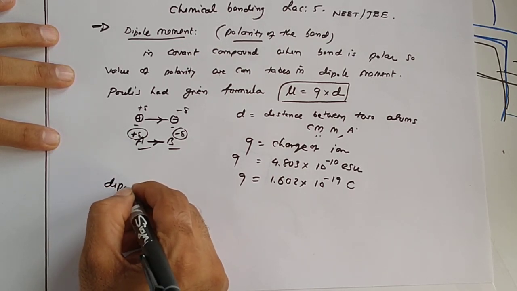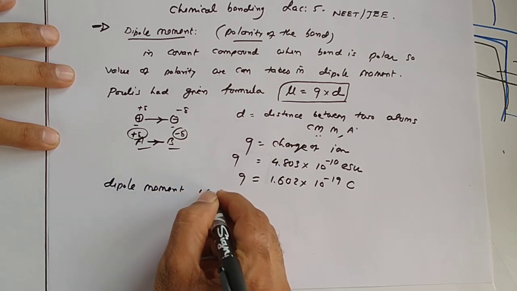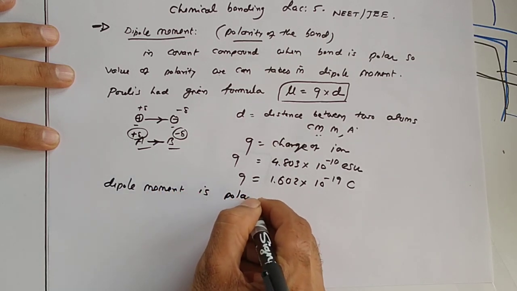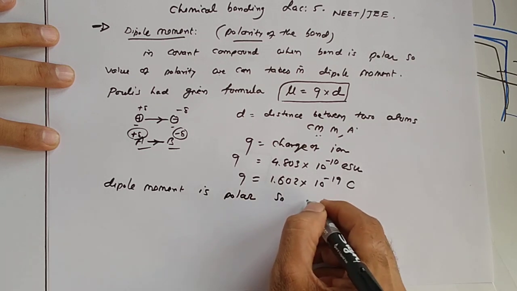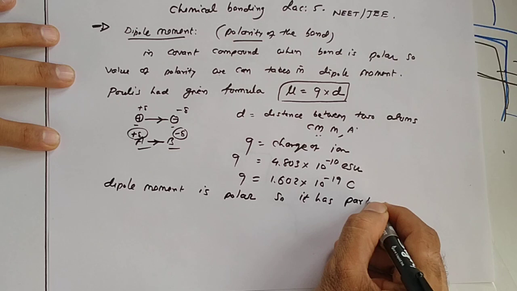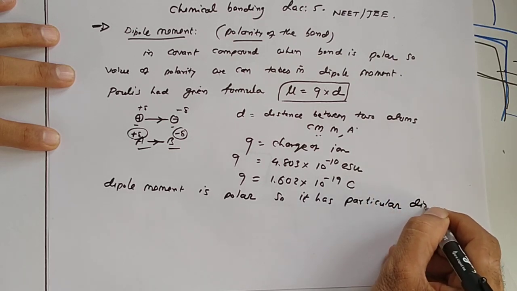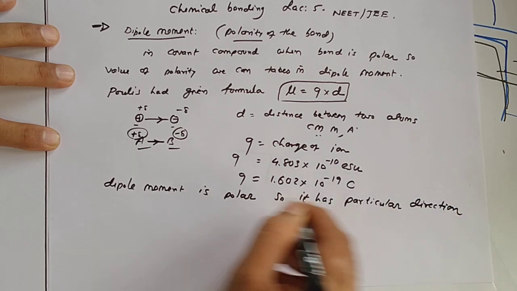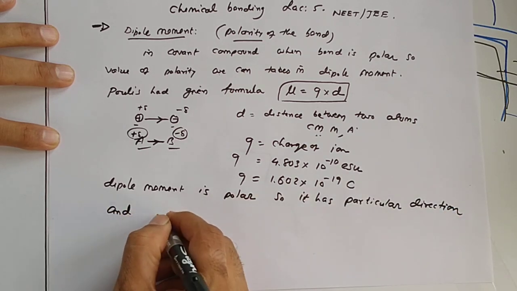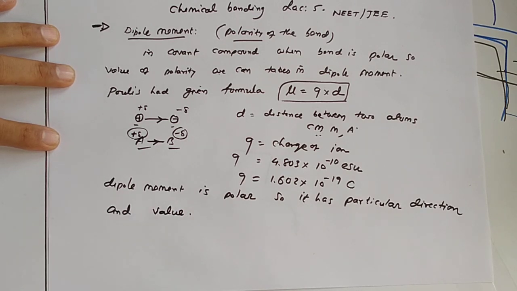Dipole moment is a polar quantity, so it has a particular direction and a particular value.